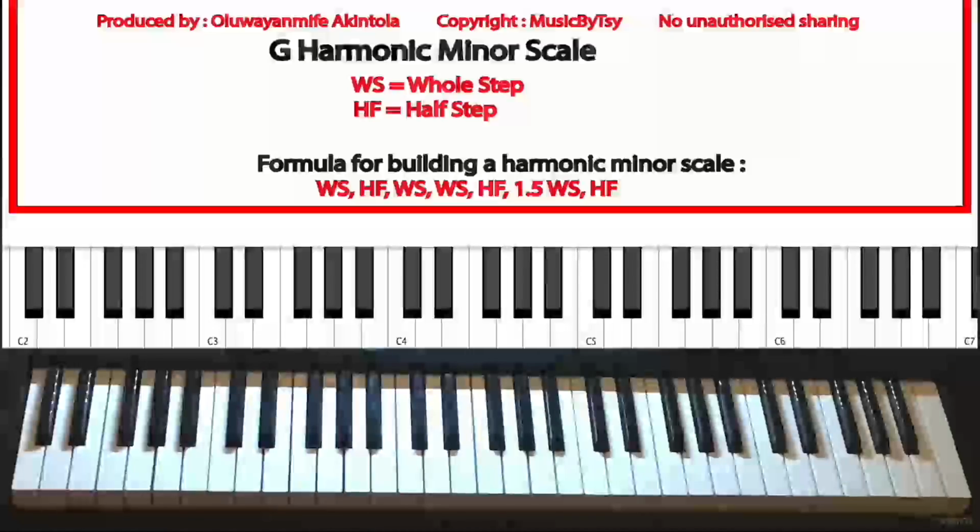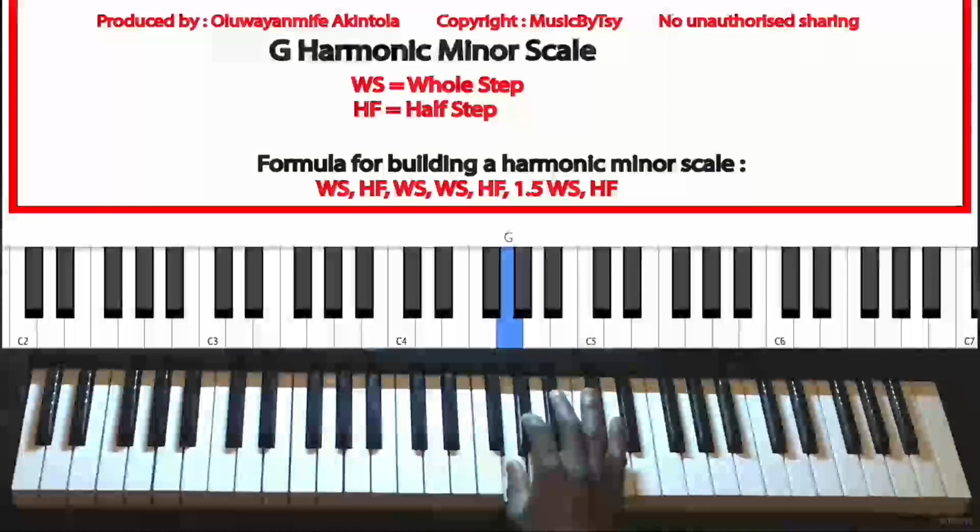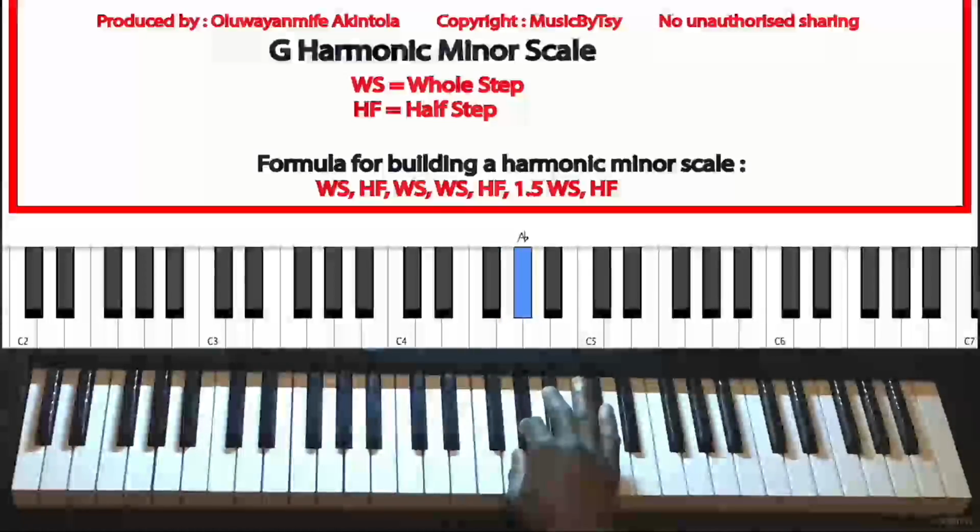Now the other method that we could have used to build the G harmonic minor scale is to use the formula. Just before we use the formula, just to remind you, whenever you move from one key to the next key without skipping any key, that is known as moving by a half step. So for example, if you move from the key of G to the key of A flat, you've not skipped any key. You've moved from one key to the next key. Therefore, that means that you've moved by a half step.